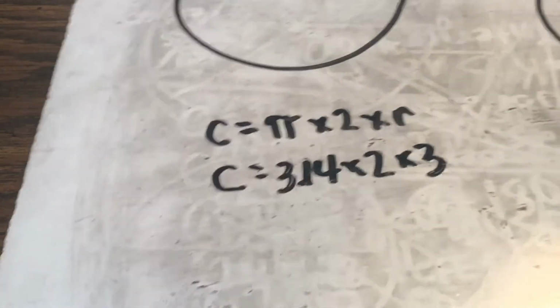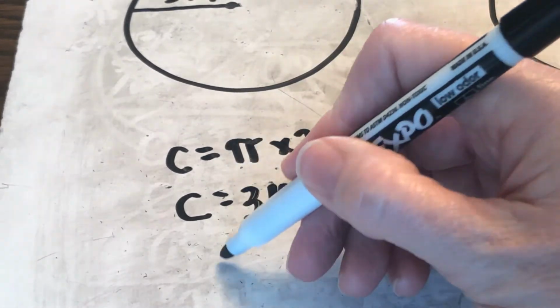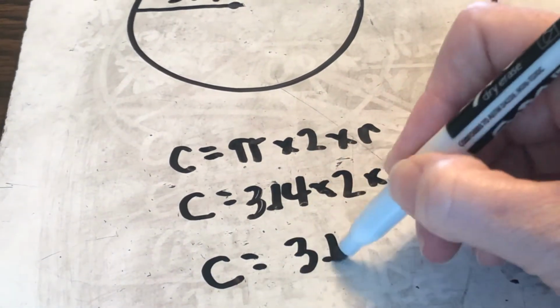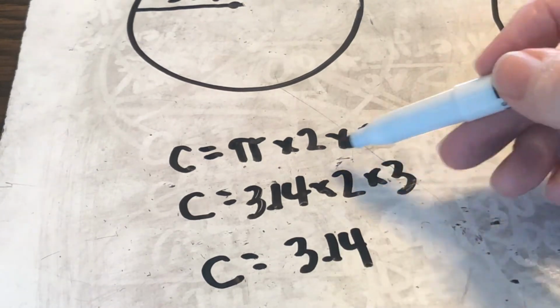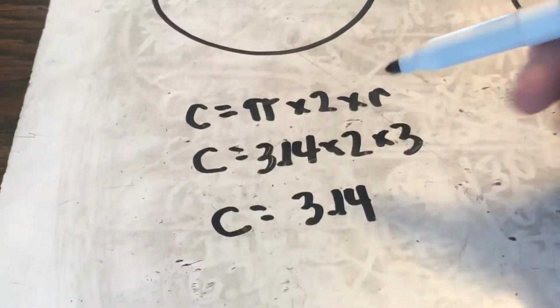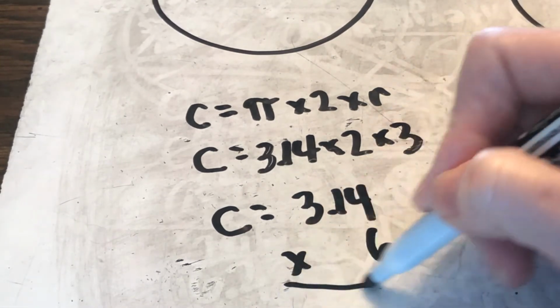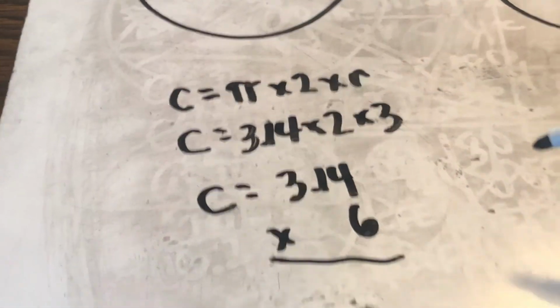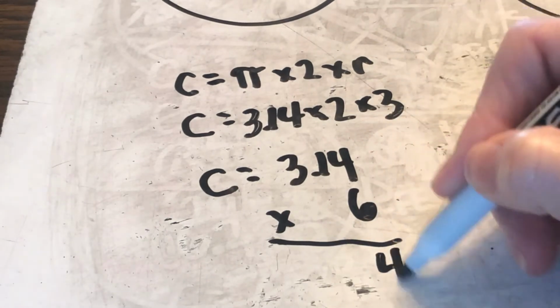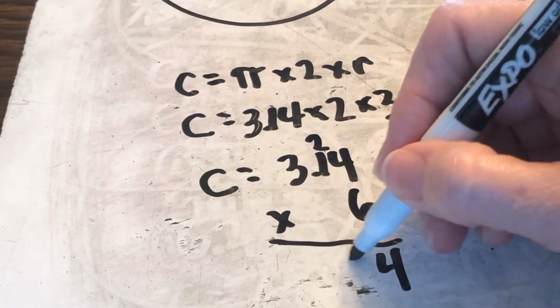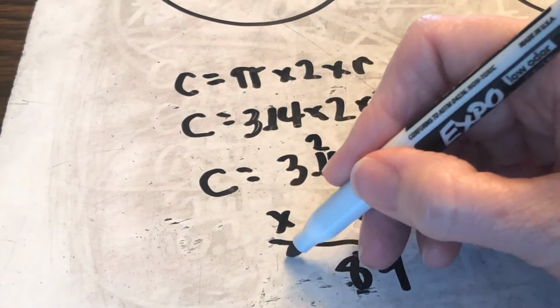Okay, now I'm working through these numbers. So it looks like I'm going to have 3.14 times, look what it is, 2 times 3. So I'm going to write it like this, 3.14 times 6. Then I'm going to solve this. 6 times 4 is 24. 6 times 1 is 6 plus 2 is 8. 6 times 3 is 18.